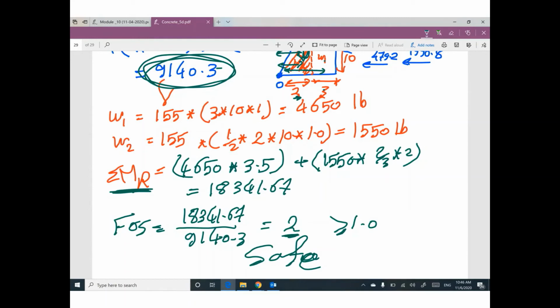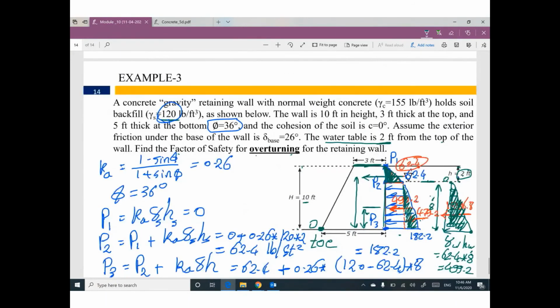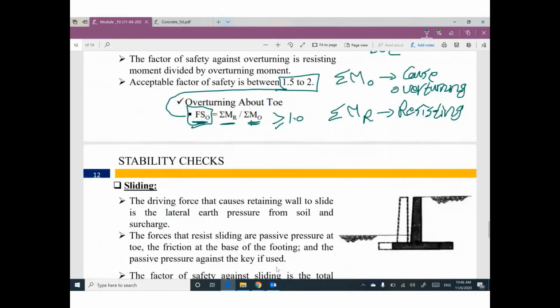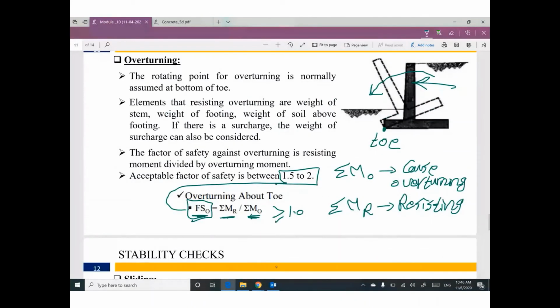The required factor of safety against overturning, we recommend to be from 1.5 to 2. You are good. Over 2, more safe, but not economic. Smaller than 1.5, you are safe, but still critical. Smaller than 1, unsafe.